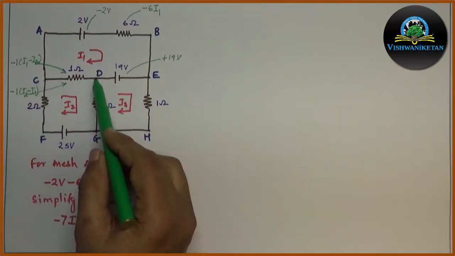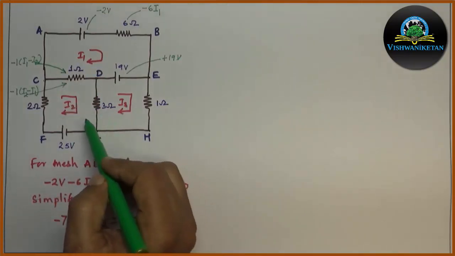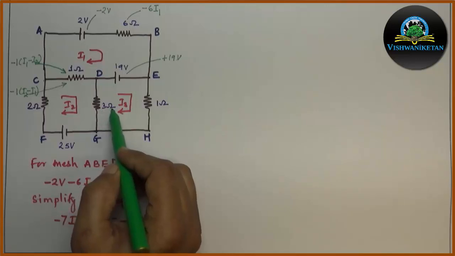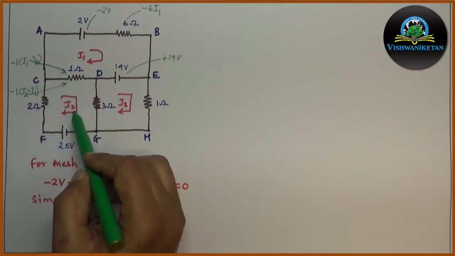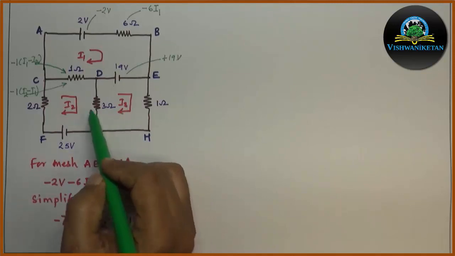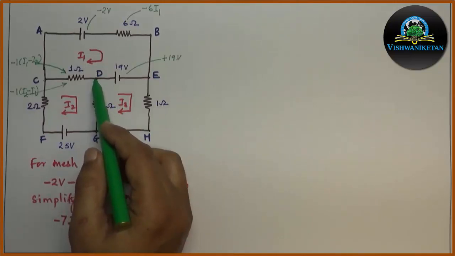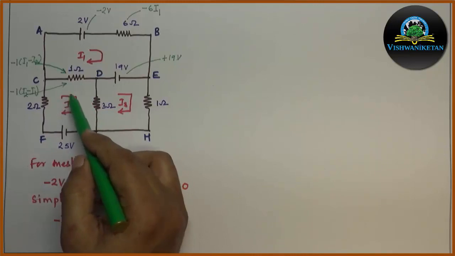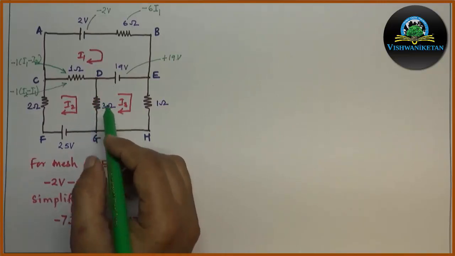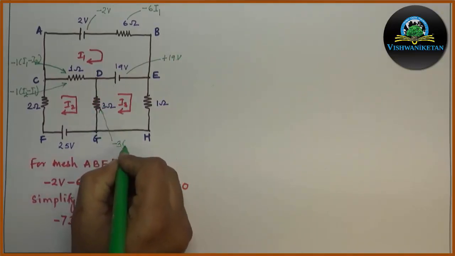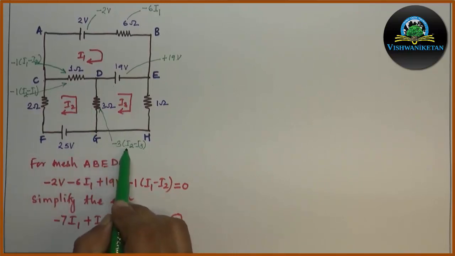Then, from D to G, we have a resistor of 3 ohm which is common to mesh 2 and mesh 3. In this case also, the resultant current in the 3 ohm will be I2 minus I3 because we are in mesh 2. So the mesh 2 current will be assumed to be higher than the mesh 3 current. For the sign, we are moving from D to G and the current direction of mesh 2 is also from D to G. Hence both directions are the same, so the sign assigned will be minus 3 (I2 minus I3). So the voltage drop across the 3 ohm resistor in loop 2 will be minus 3 (I2 minus I3).